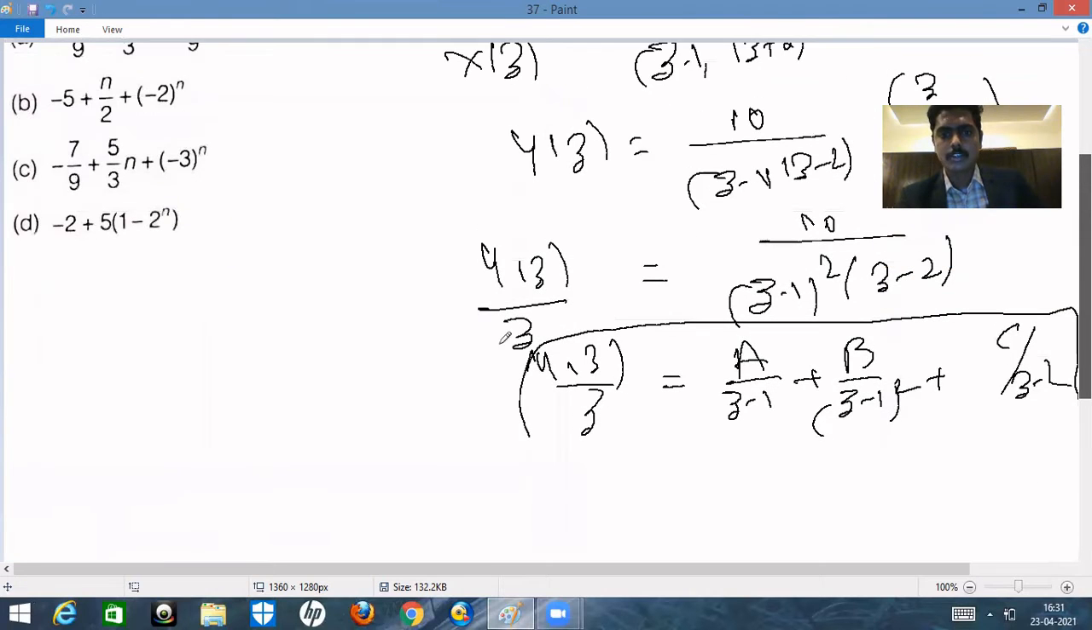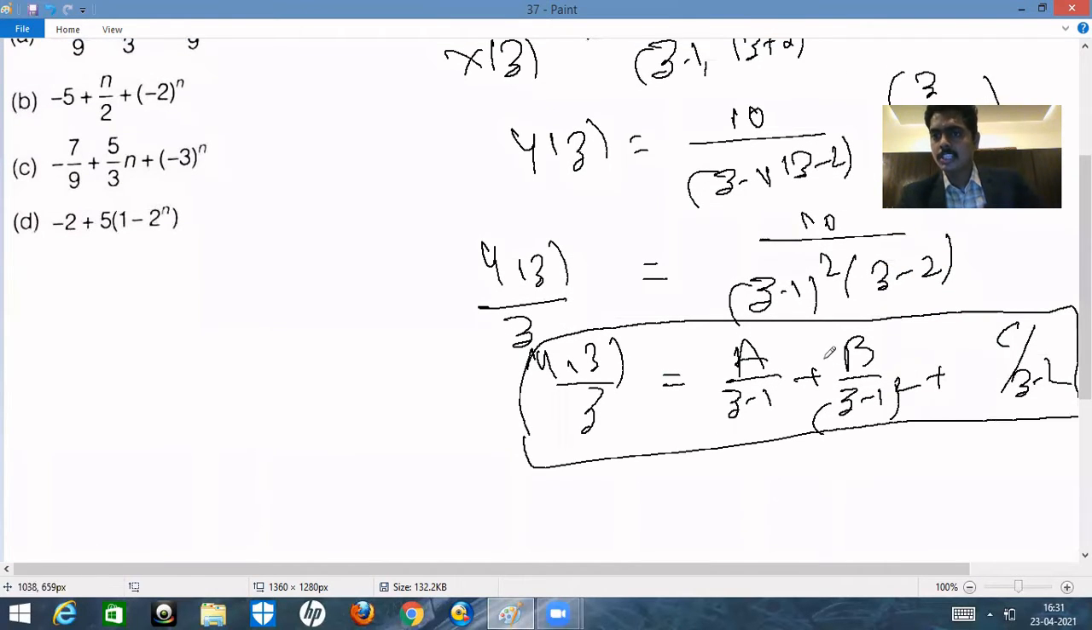So what remains? We need to find the A value, B value and C value by using partial fractions, and if we substitute that, you will definitely get the value for y of n.